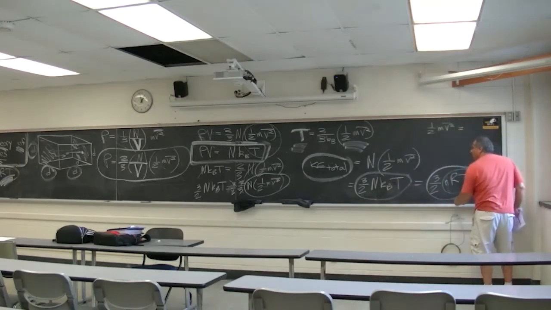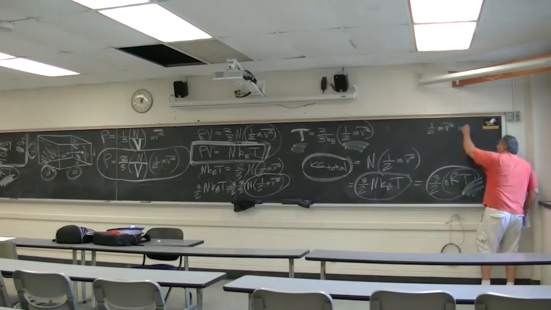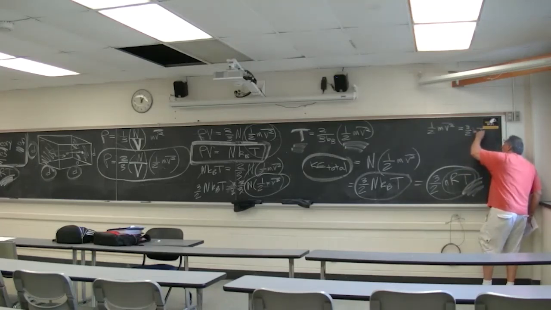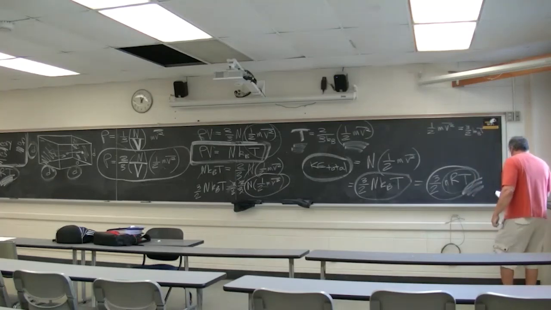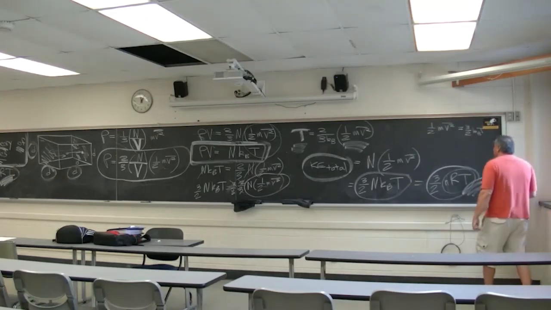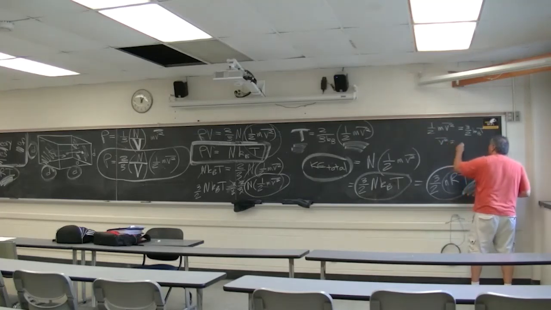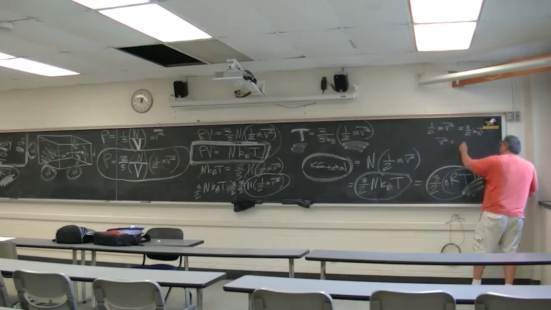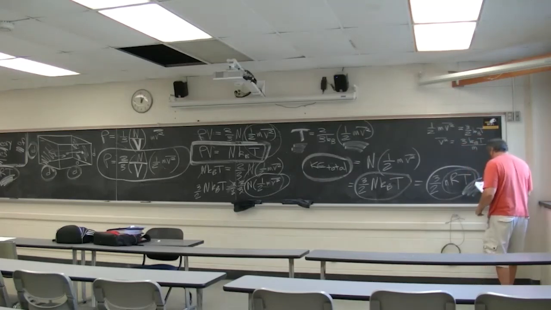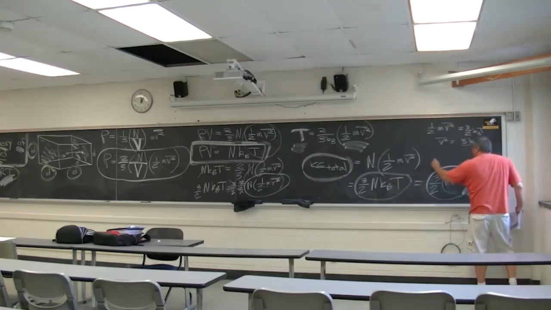I divided by big N on each side, so I'm here. We already said a lot of this stuff. What do you say you multiply by 2 and divide by m, the mass of one molecule? Square root each side.